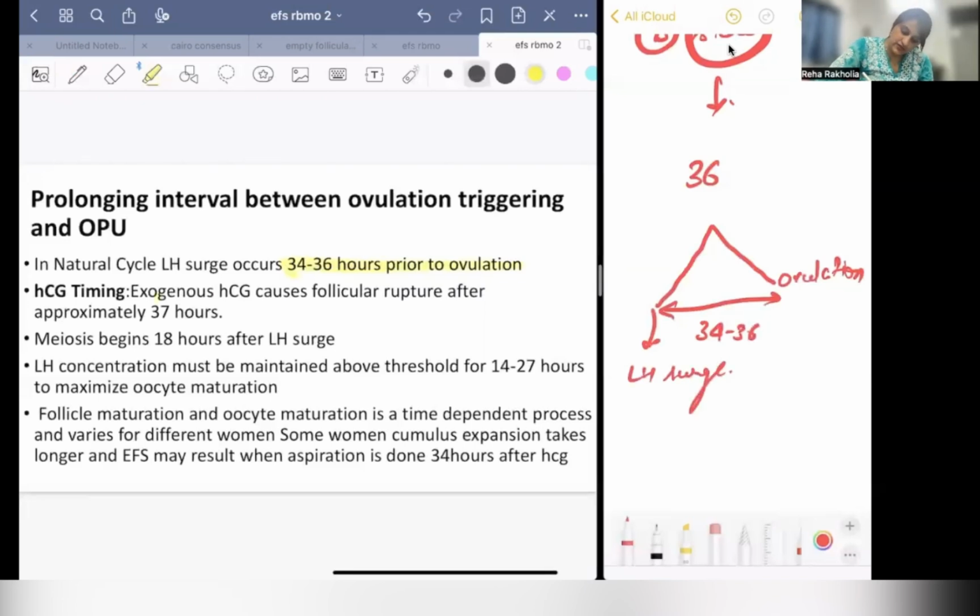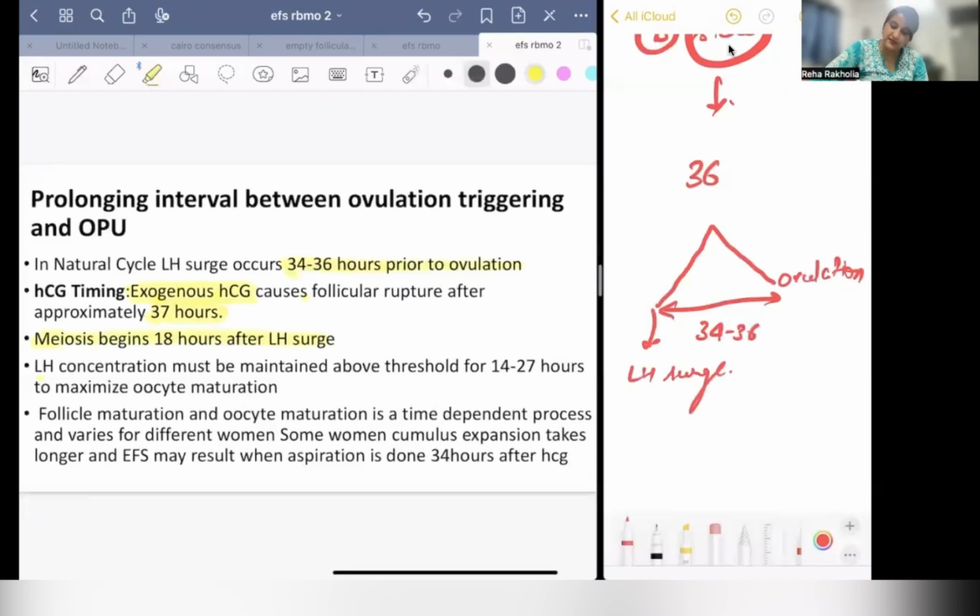HCG timing. Exogenous HCG, given from the outside, causes follicular rupture after approximately 37 hours. Meiosis actually begins 18 hours after the LH surge.